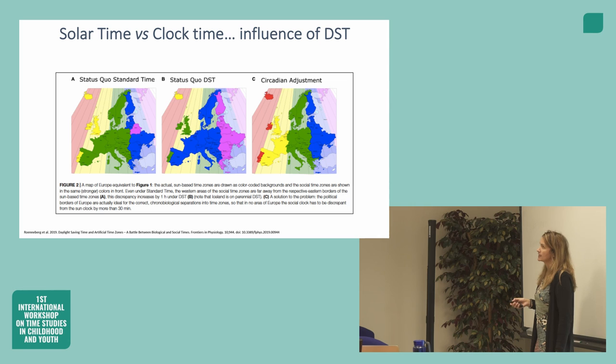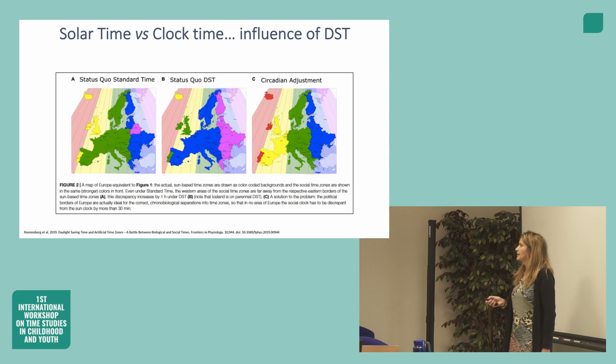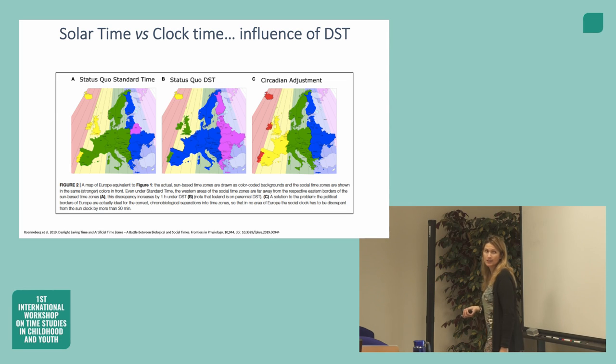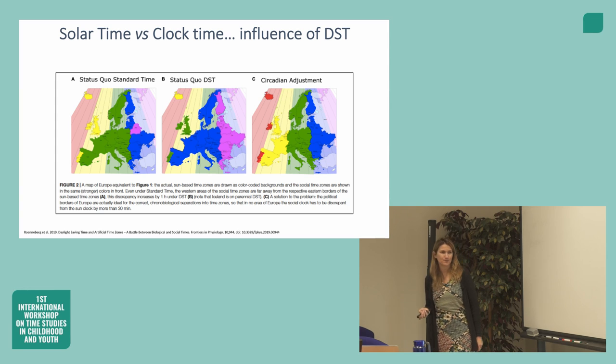So you can see that in Iceland they have a lot of social jet lag. In Portugal, not that much. That's why we sleep more. And in Ireland, they have a lot of social jet lag, and less in the UK, because they are earlier chronotypes. That's why they can sleep more.